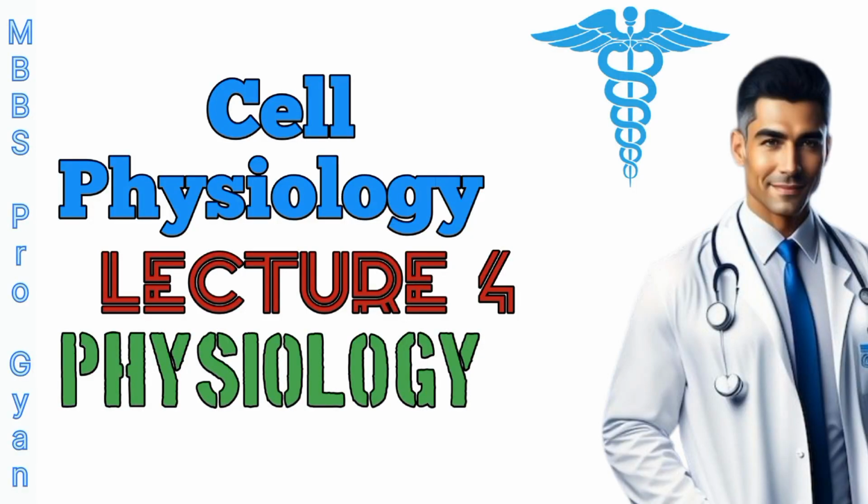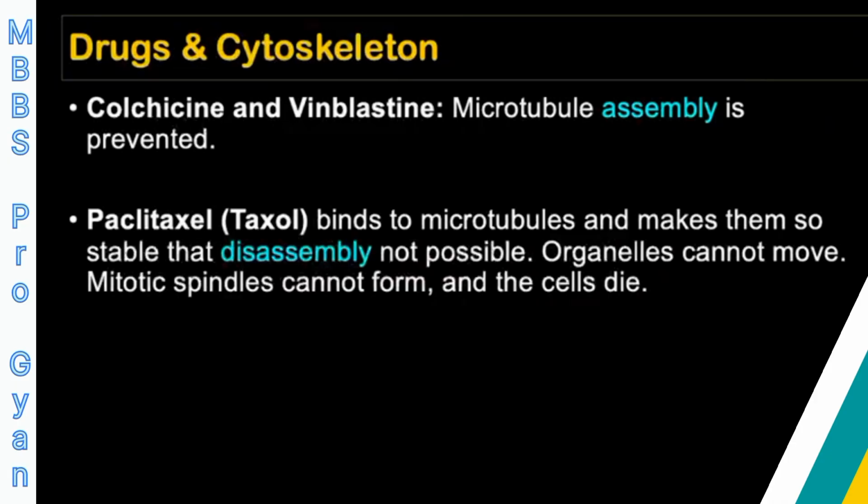Now coming to the next topic. Okay, so before the next topic, you have to remember that there are certain applied aspects of this cell cytoskeleton. There are certain drugs which act on this cell cytoskeleton. So this colchicine and this vinblastine, they act on microtubule and it prevents the assembly of microtubule.